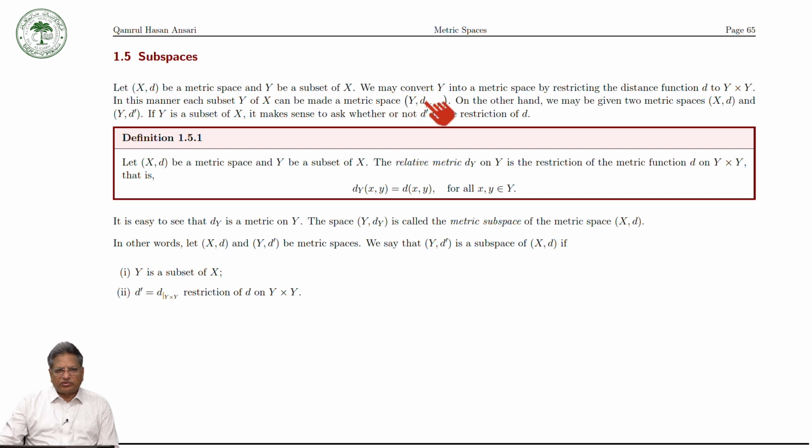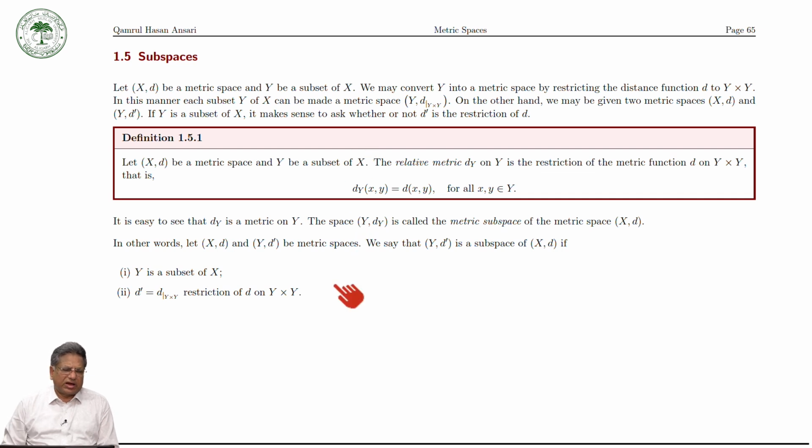On the other hand, we may be given two metric spaces (X, d) and (Y, d prime). If Y is a subset of X and d prime is the restriction of d, then (Y, d prime) is a subspace of (X, d). So, we have the definition of the relative metric or the metric subspace.